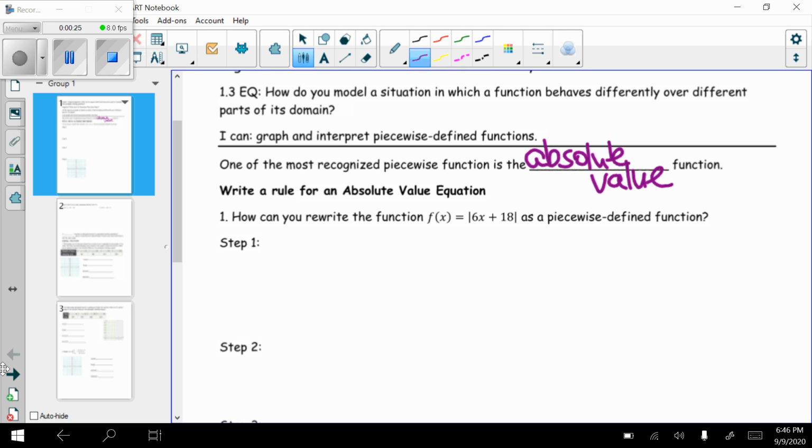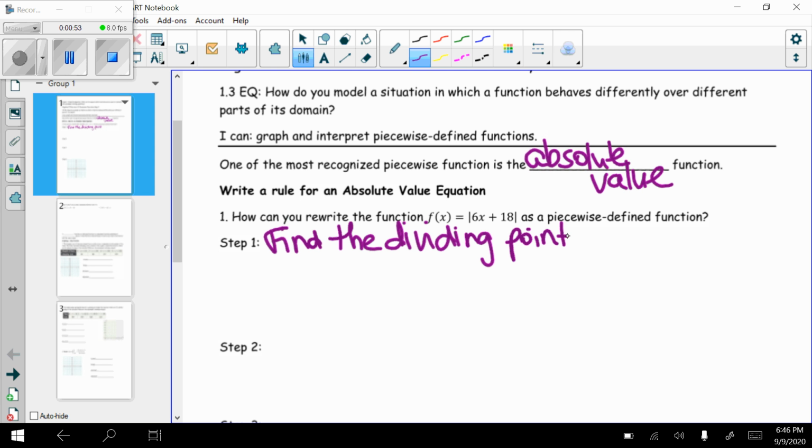So how can you rewrite the function f of x equals the absolute value of 6x plus 18 as a piecewise defined function? There are different steps that we're going to do. Step number 1, we want to find the dividing point. Remember that your absolute value function is a V shape. We know it's symmetric on both sides. So we are looking for that point where it becomes symmetric on both sides.